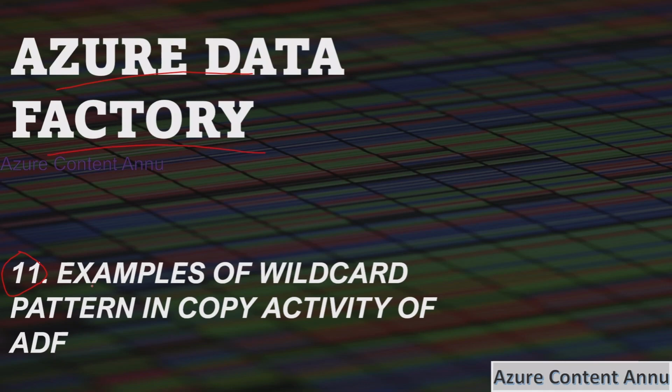In this video, we are going to witness a few examples of wildcard patterns in the copy activity of Azure Data Factory pipelines. In our previous video, part 10, we already got a glimpse of wildcard patterns in copy activity. So I would recommend you to please go through that video first before landing on this video.